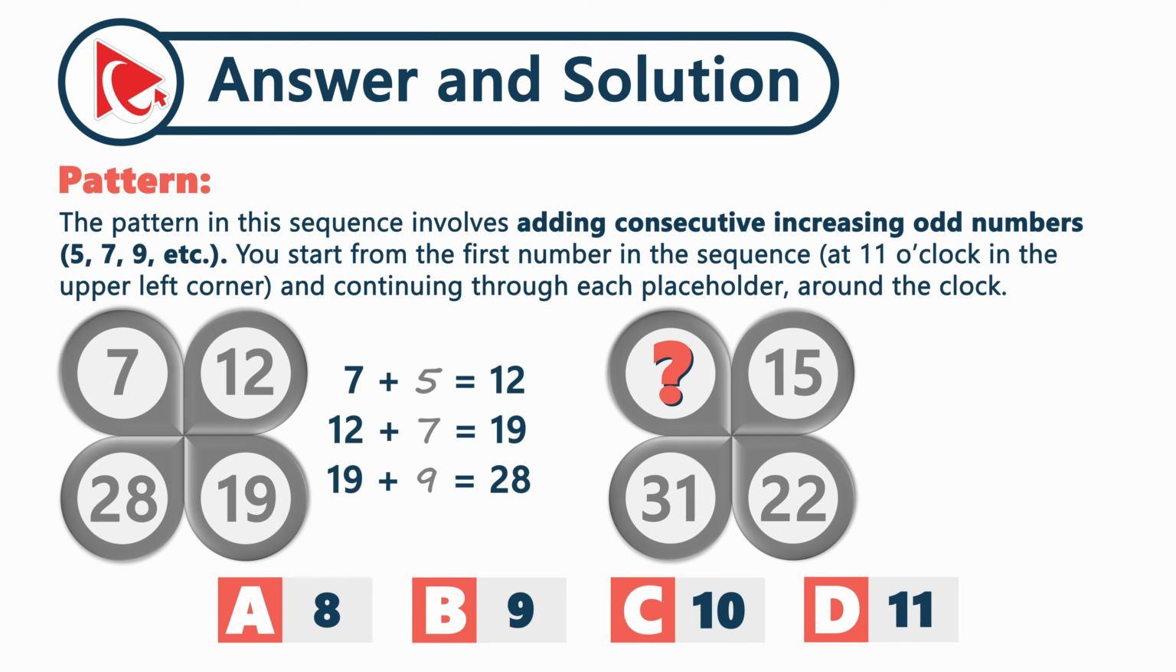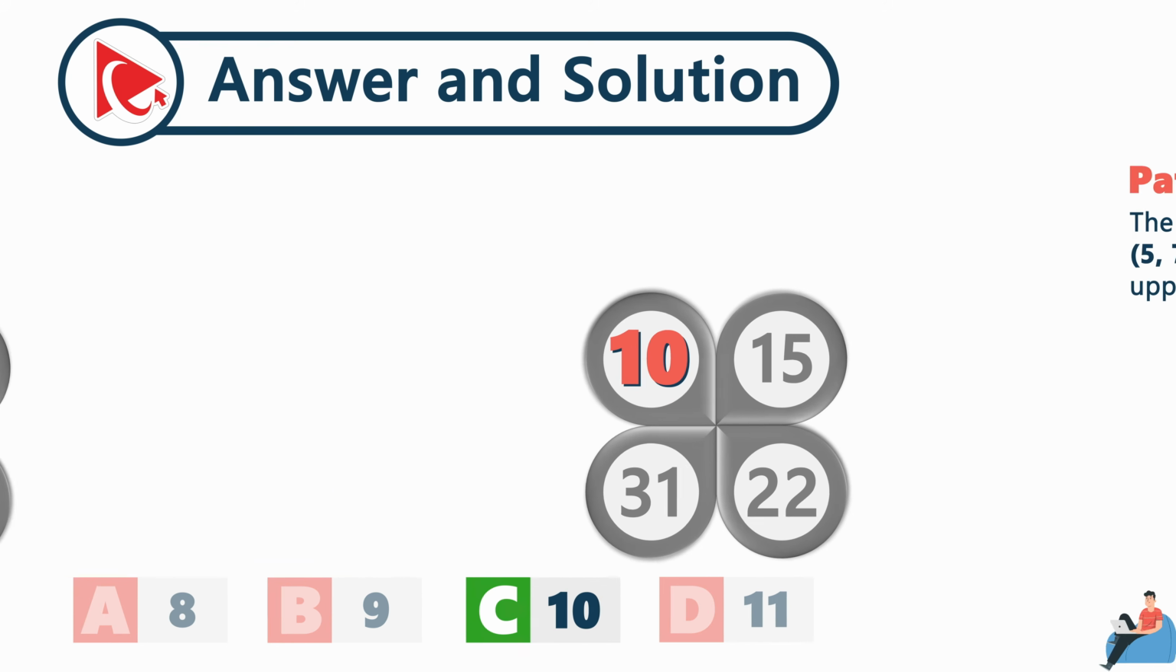Now it's time to look closely at the third shape. As you can see, the starting number is missing. So for calculations, instead of addition, we should use subtraction. 15 minus 5 equals 10. So the correct answer here is choice C, 10. But wait, there is more.